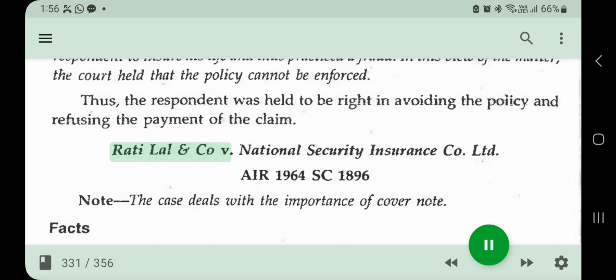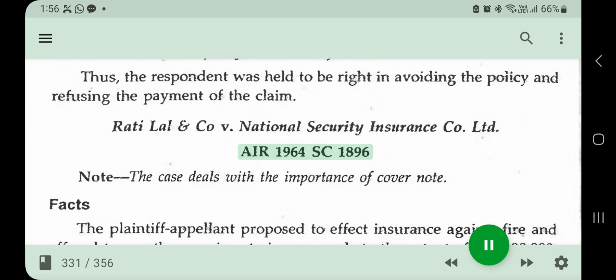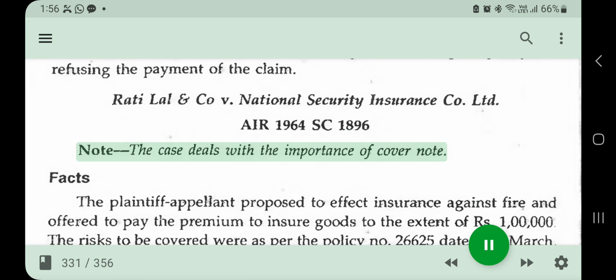Rati Lal and Company v. National Security Insurance Company Limited, AIR 1964 SC 1896. Note, the case deals with the importance of cover note.